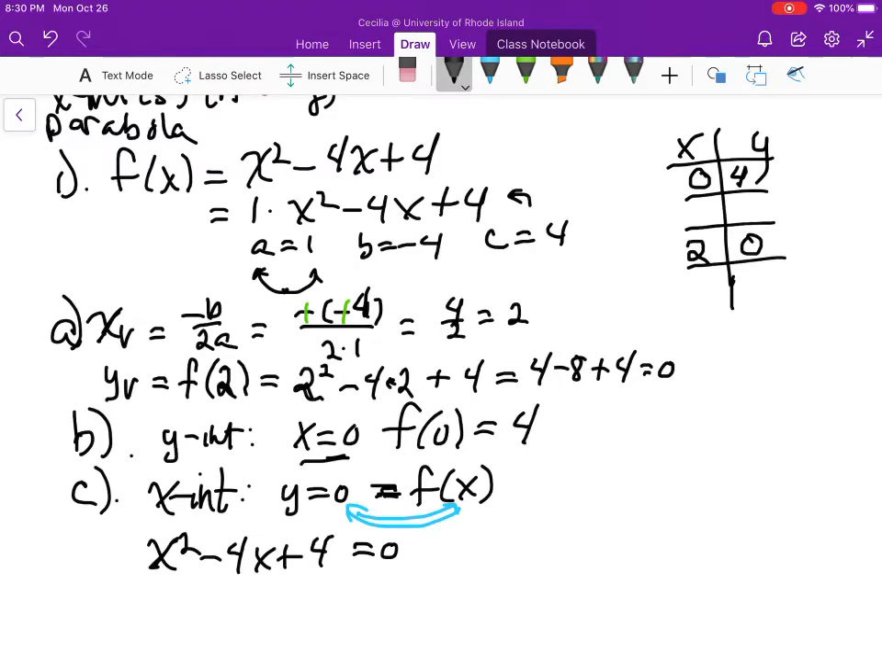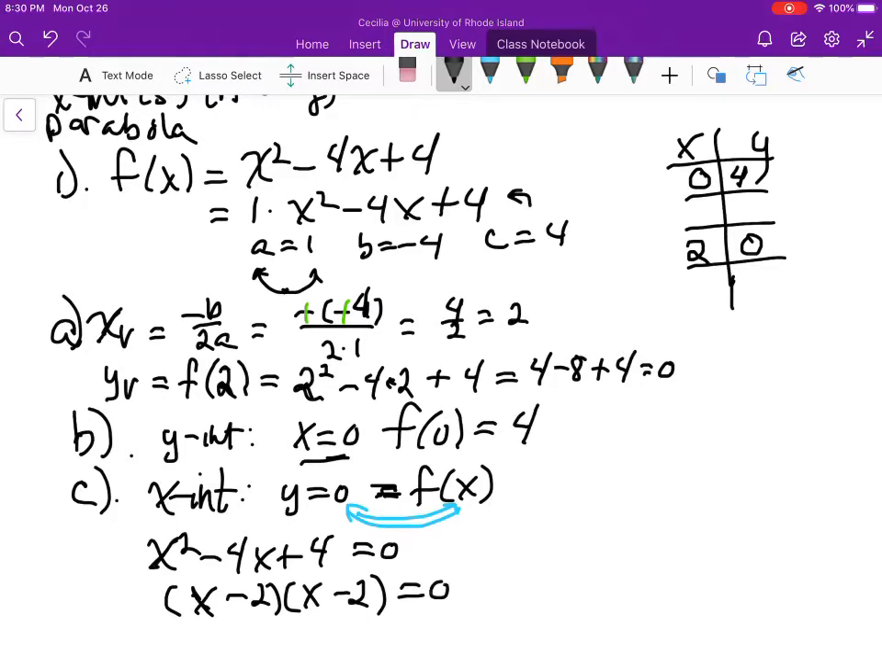Okay, and now we can jump right into the quadratic formula, or we can try factoring it. Whenever I see numbers that are small and kind of easy to work with like this, I usually give factoring a chance. So let's see. We need to find 2 numbers that multiply to positive 4 and add up to negative 4. So how about negative 2 and negative 2?